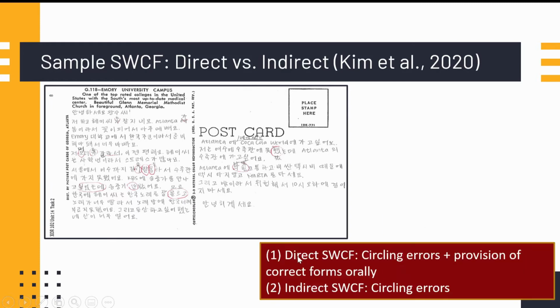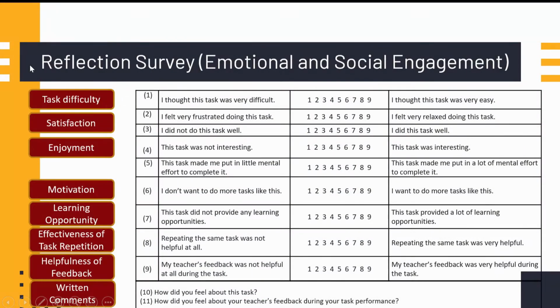And as I mentioned, for direct synchronous written corrective feedback, teachers circle the error and provide corrected forms orally, and for indirect synchronous written corrective feedback, teachers just circle the error. So in one study, we compared these two conditions. And in all three studies, we implemented the same survey to address students' emotion or affect during this task performance. This survey addresses task difficulty, student satisfaction, enjoyment, or motivation, etc.